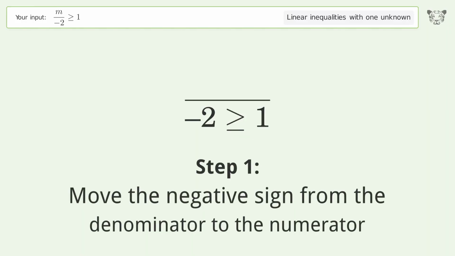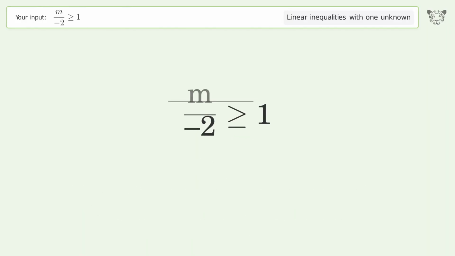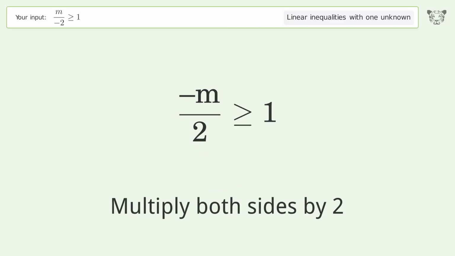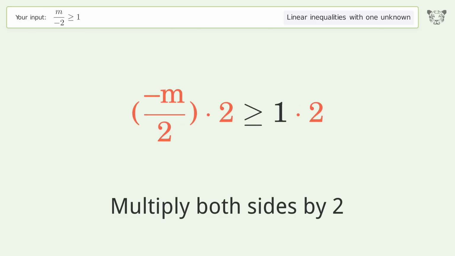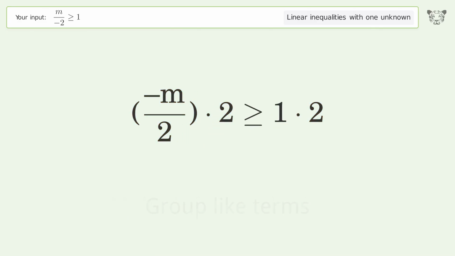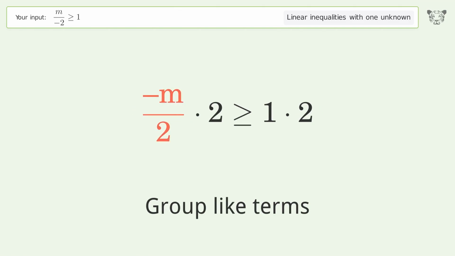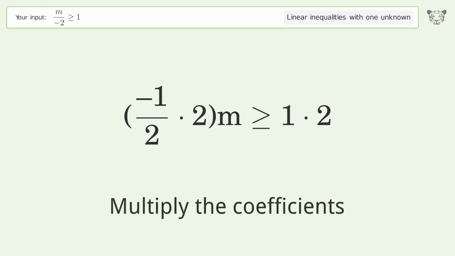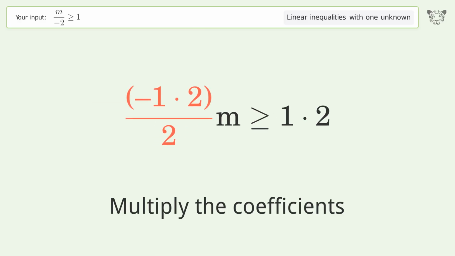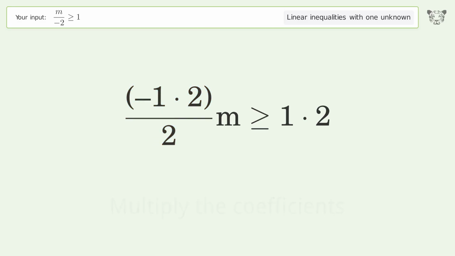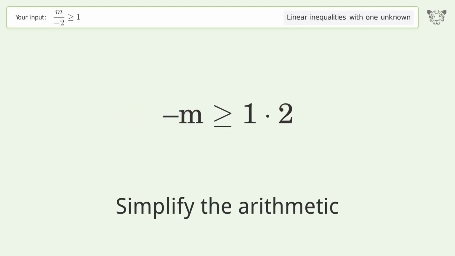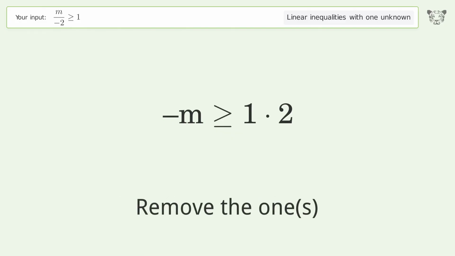Move the negative sign from the denominator to the numerator. Isolate the m. Multiply both sides by 2. Group like terms. Multiply the coefficients. Simplify the arithmetic. Remove the ones.